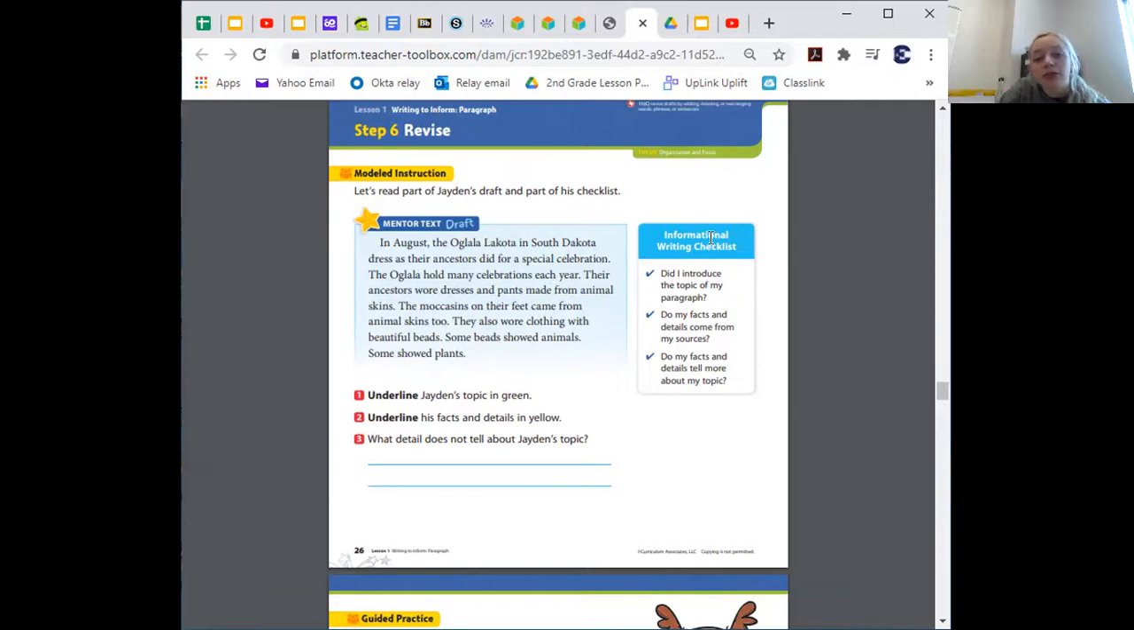All right, now let's read Jayden's informational writing checklist. Did I introduce the topic of my paragraph? Do my facts and details come from my sources? Do my facts and details tell more about my topic?